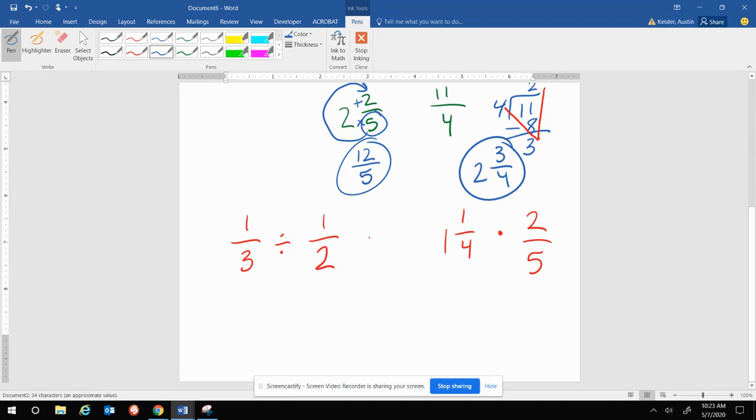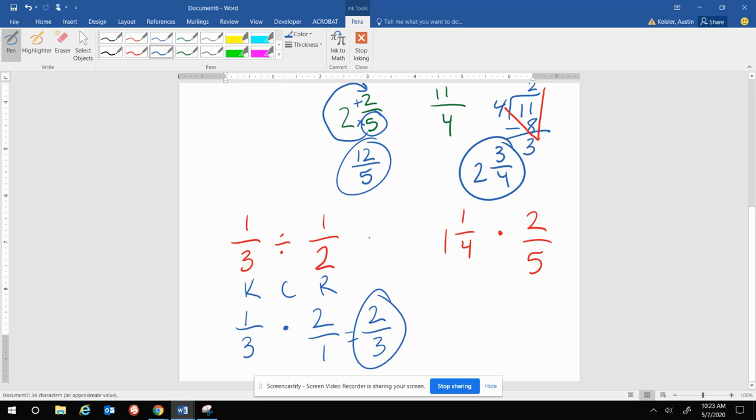So down here, we've got a really simple one. Here's a dividing fractions. Remember, we do keep, change, reciprocal. We want to change this into a multiplication problem. So I change the division into multiplication, and the reciprocal of 1/2 is 2 over 1. Then remember, when we multiply, we just go straight across. So 1 times 2 is 2, and 3 times 1 is 3, so 2/3.